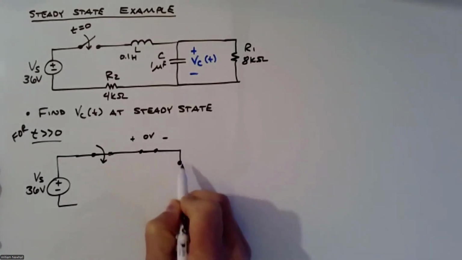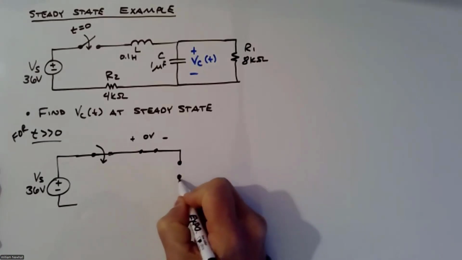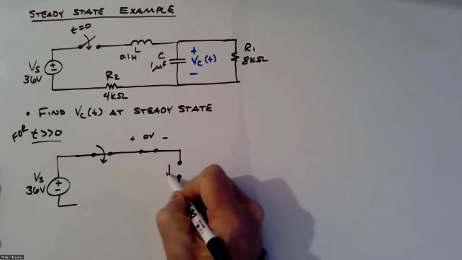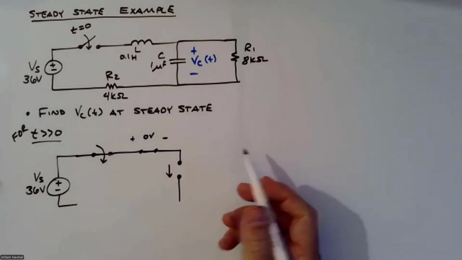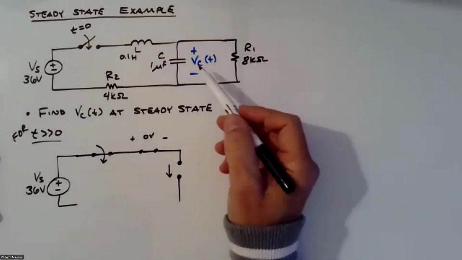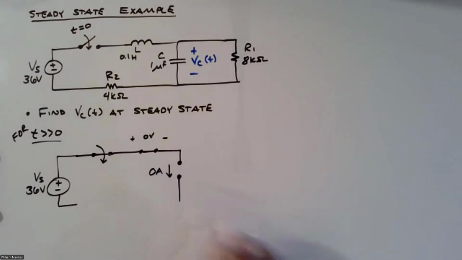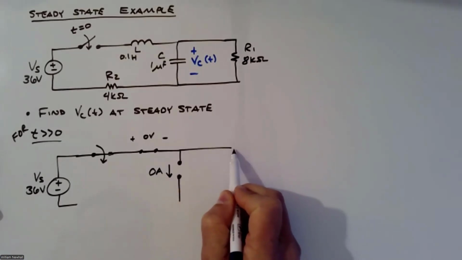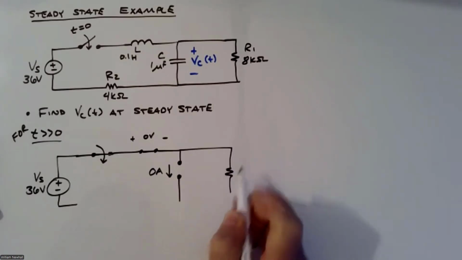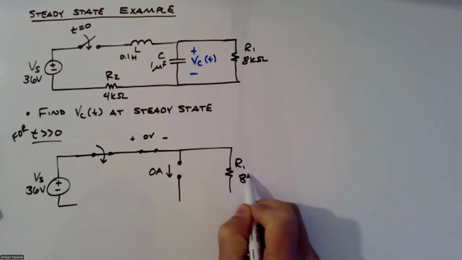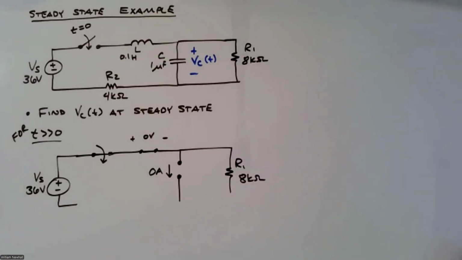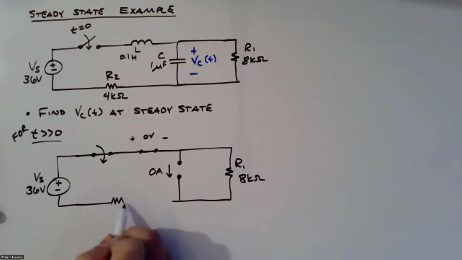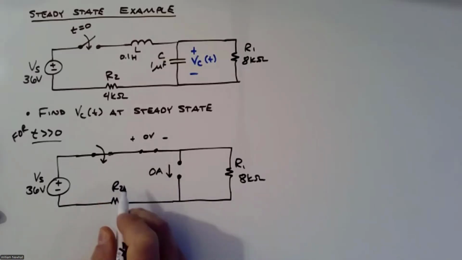The capacitor becomes an open, and that's because the current I is equal to C dV dt. dV dt is 0, so this is 0 amps. And then we have a resistor, 8K ohms. And we have this other resistor, R2, 4K ohms.